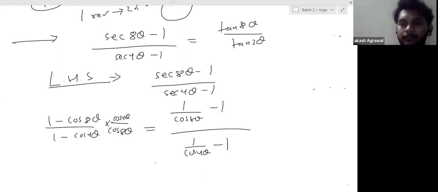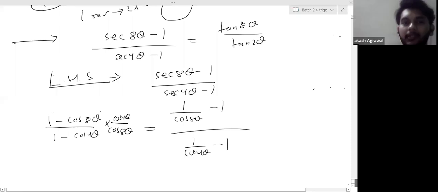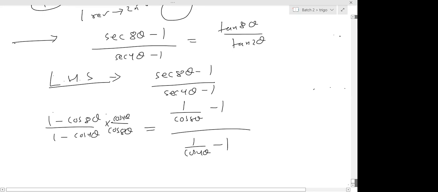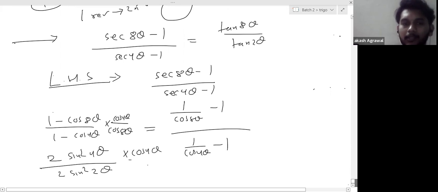Rahman? So 1 minus cos 8 theta, 1 minus cos 4 theta. What is the formula, Rahman? 1 minus cos 2a is 2 sine square a. So 1 minus cos 8 theta will be 2 sine square of 8 theta by 2, and 8 theta by 2 is 4 theta. In the denominator also 2 sine square 2 theta, into cos 4 theta upon cos 8 theta.